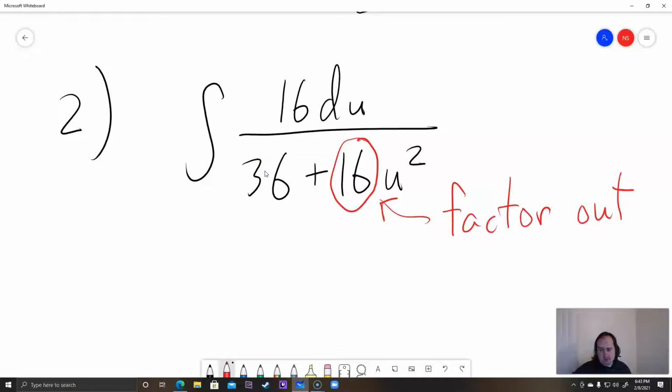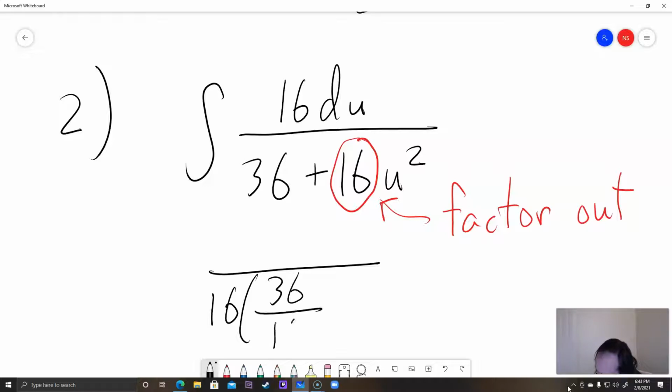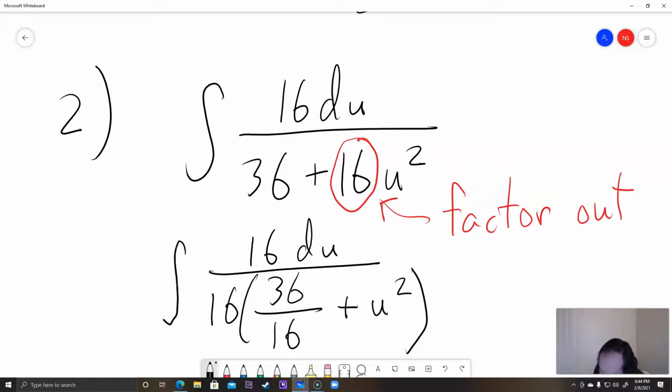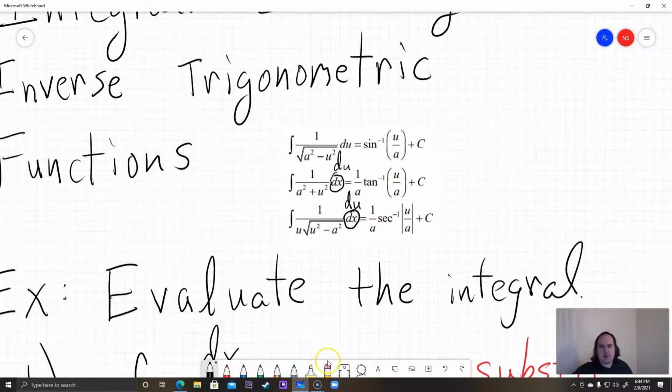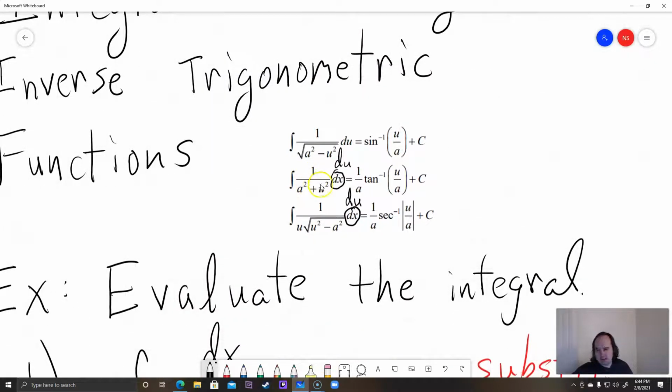be 36 over 16. I know it looks a little bit strange, but if we factor out a 16 on the bottom, then that's the same as having 36 over 16 plus u squared, and on the top, we have a 16 du. Now, why did I factor out that 16? Well, I have to get it in the form of 1 over a squared plus u squared, and it wasn't in that form, so I couldn't use this formula yet.